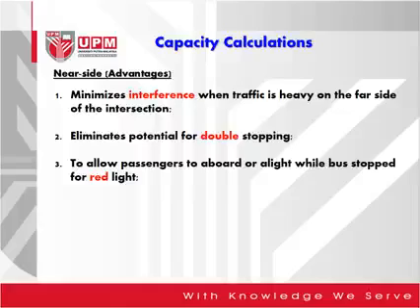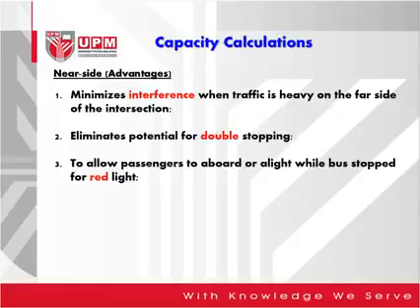It will minimize the interference when traffic is heavy on the far side of the intersections. That's one. Second, it will eliminate the potential for double stopping for buses. Especially during the peak hour, when there are many buses that want to stop at the bus stop, it will block the traffic flow.